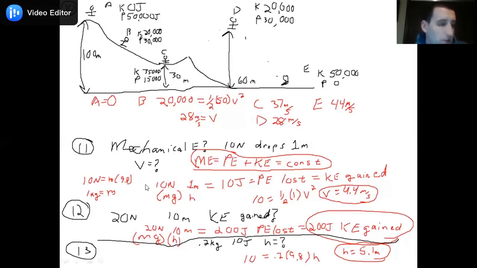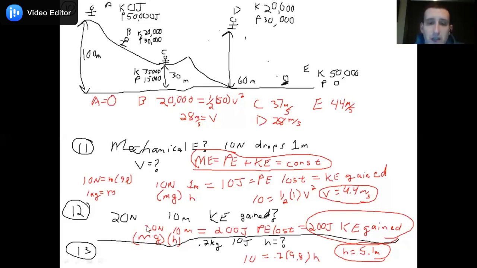Number 12, during a certain time interval, a 20 newton object free falls 10 meters. The object gains blank joules of kinetic energy during this interval. Again, the key here is to appreciate that 20 newtons already has the m and the g included, okay? So mg and the delta h, it drops 10 meters, so it's 20 times 10, it's 200 joules of kinetic energy that has been gained.